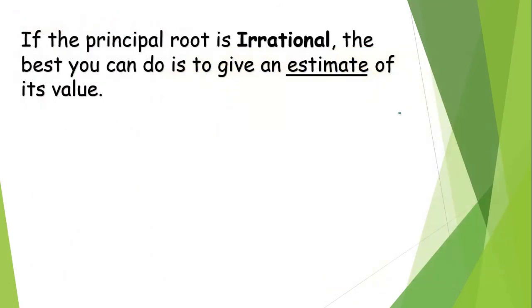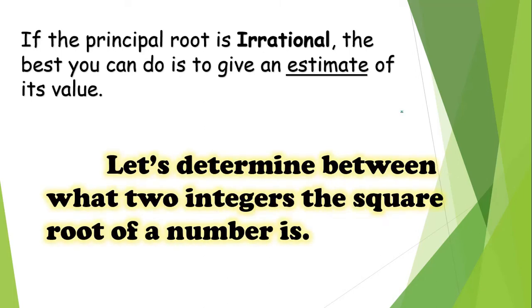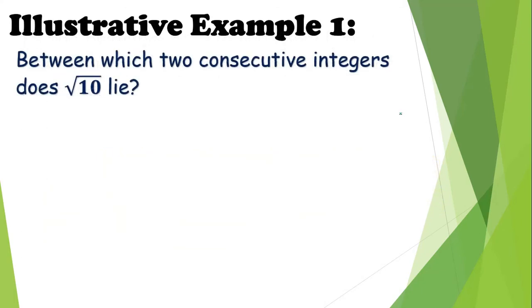If the principal root is irrational, the best you can do is to give an estimate of its value. So paano nga ba mag-estimate ng square root? Lalo na kapag siya ay irrational number. So let's determine between what two integers the square root of a number is. So we have here the first illustrative example, between which two consecutive integers does square root of 10 lie. Okay, so mapapansin natin, sa square root of 10, 10 is not a perfect square. Kaya ang sagot natin dito ay irrational number.